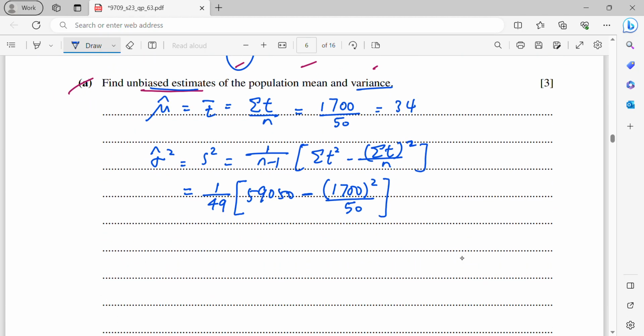Okay, then from here you will be getting 1250 over 49. I leave it in fraction because I do not get an exact value or whole number. So these are my solutions for A.